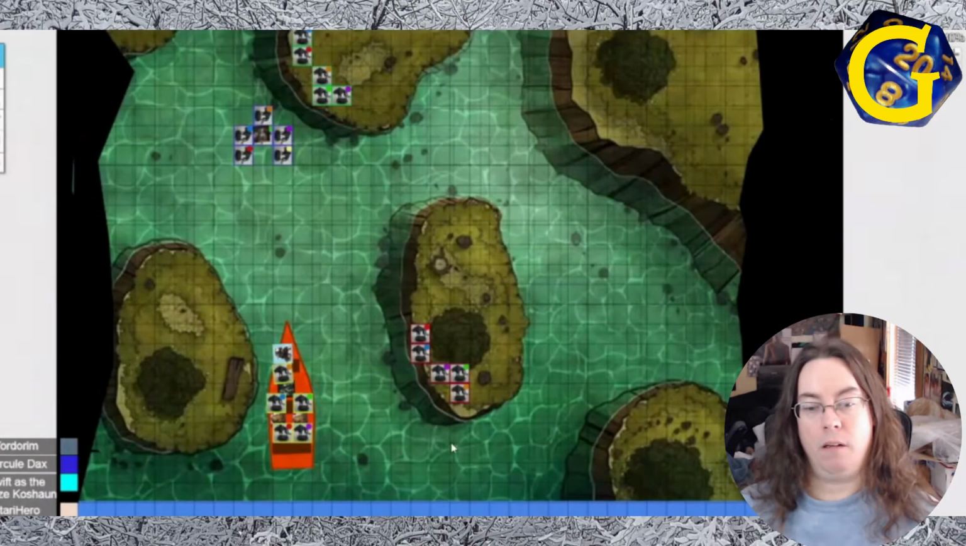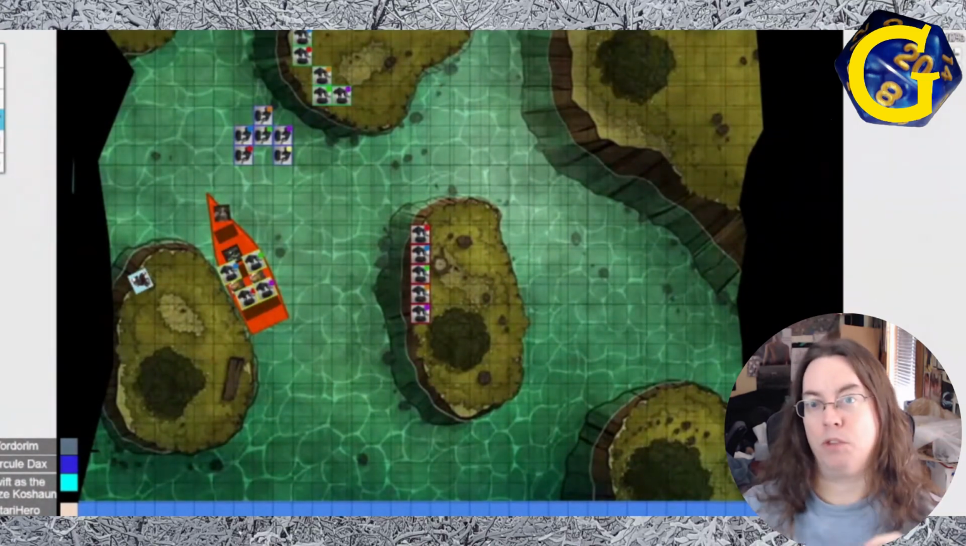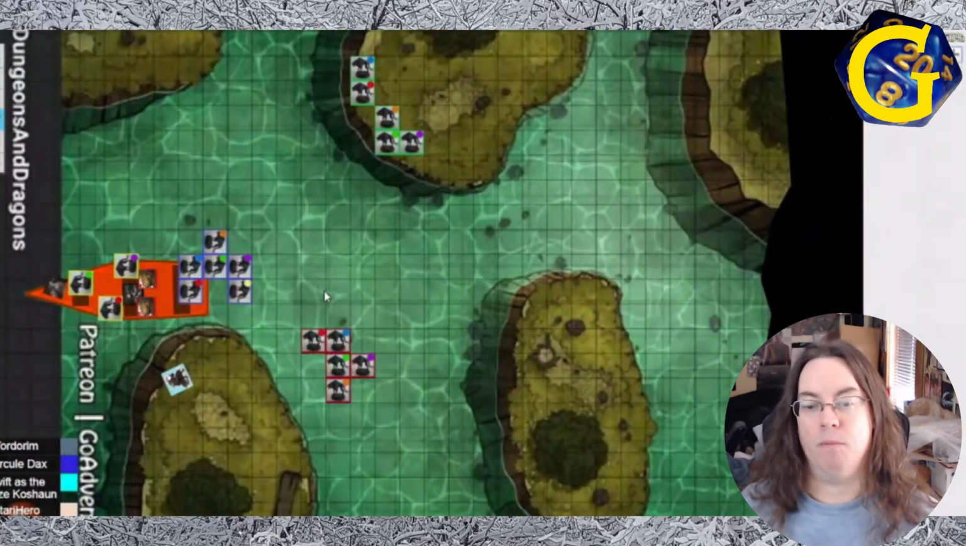So this terrain is their boat and the ocean. The islands don't move, but the boat moves around them, and so this is an example of moving terrain.